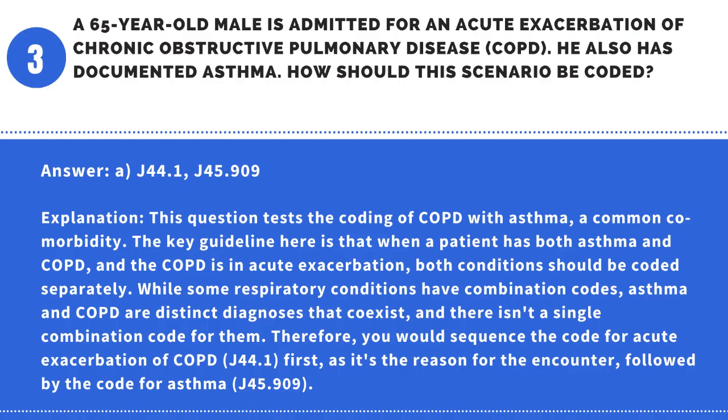The key guideline here is that when a patient has both asthma and COPD, and the COPD is an acute exacerbation, both conditions should be coded separately. While some respiratory conditions have combination codes, asthma and COPD are distinct diagnoses that coexist, and there isn't a single combination code for them. Therefore, you would sequence the code for acute exacerbation of COPD, J44.1, first, as it's the reason for the encounter, followed by the code for asthma, J45.909.